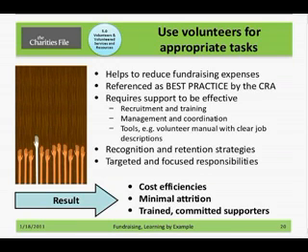The result is that you get cost efficiencies. Minimal attrition if you've done this well, because you do get passionate individuals that are your best cheerleaders for the charity, not only for the activity that they're involved with, but also for other activities that you might be involved with. And you get these trained and committed supporters.